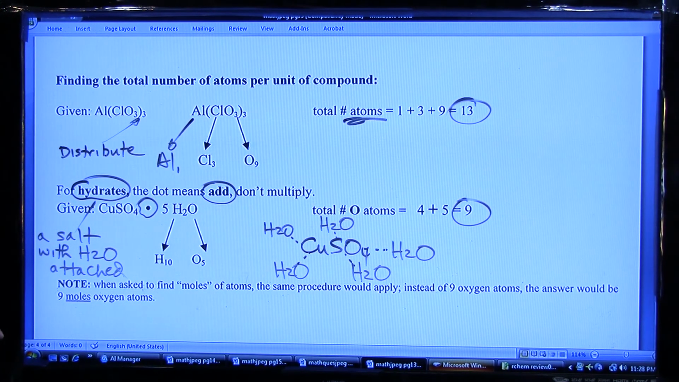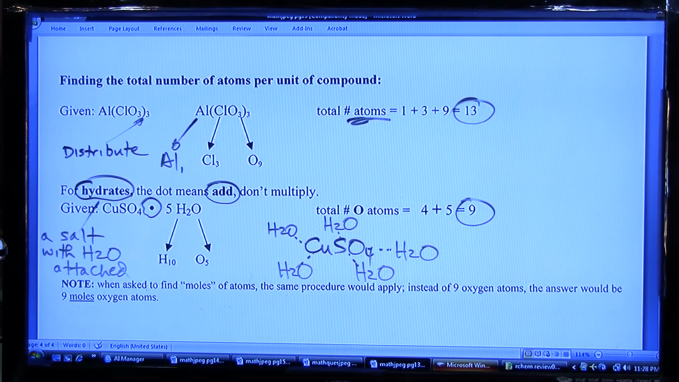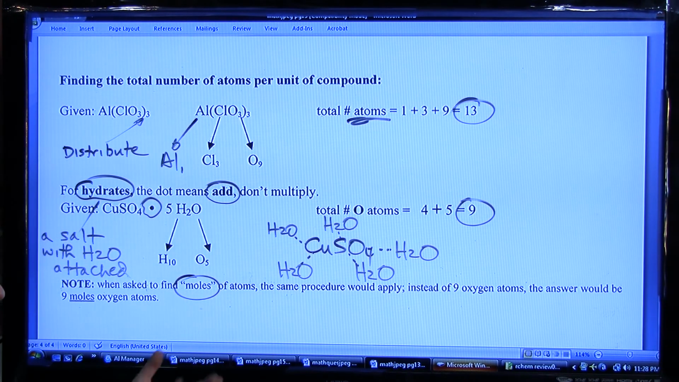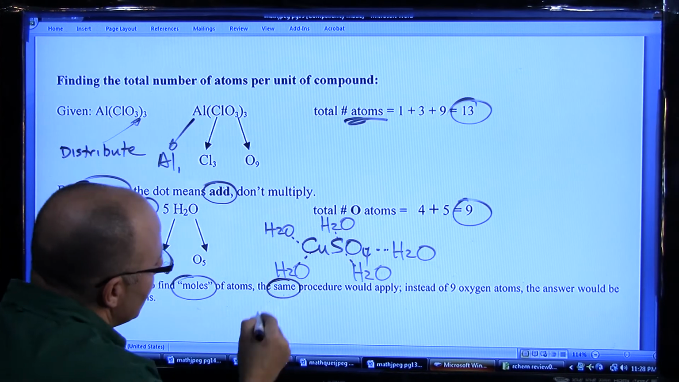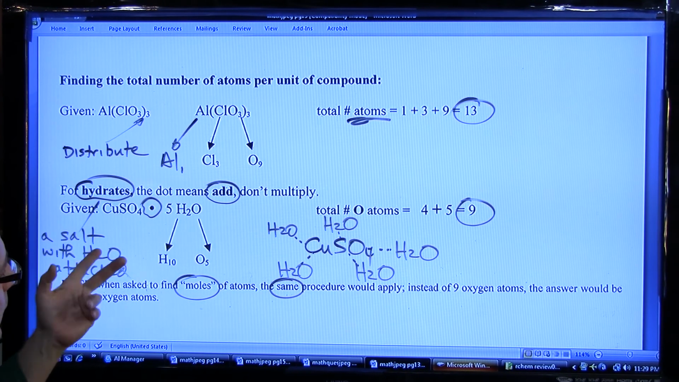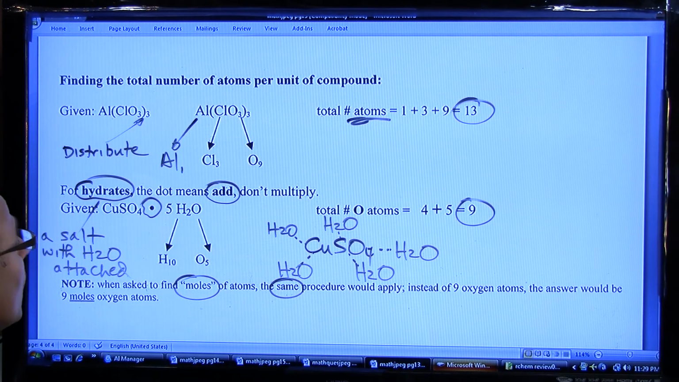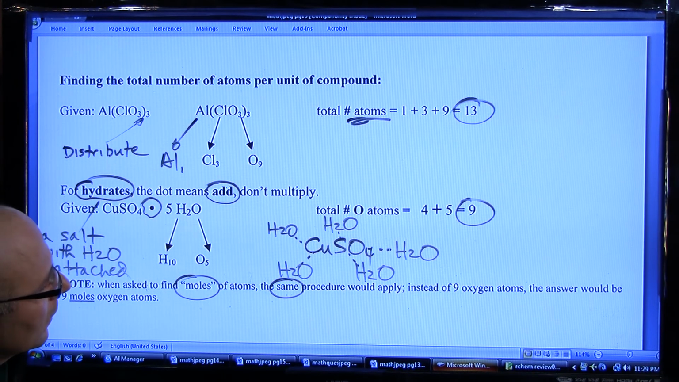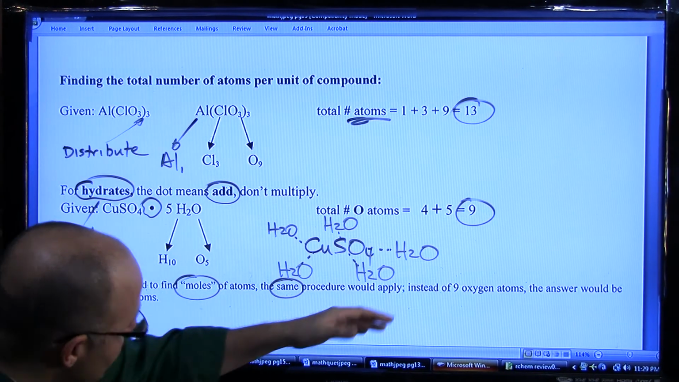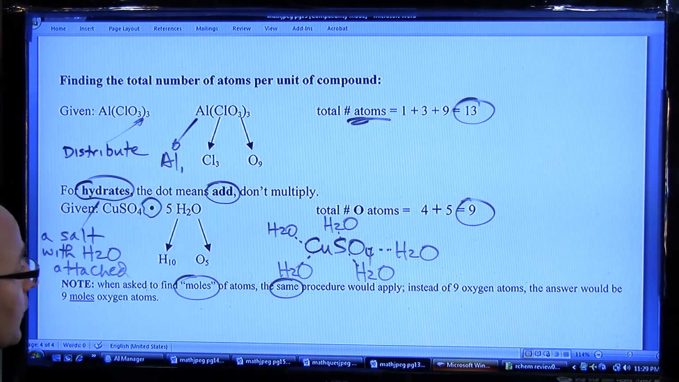Now, if they were to ask you, instead of finding the total number of atoms, to find the moles of atoms, well, it would be the same answer. Because remember that the formula represents a unit of that compound, and specifically a mole of that compound. A mole is a certain amount, which you would get from the gram formula mass, which we'll talk about later. So 9 atoms and 9 moles of oxygen atoms would be the answer to this question.